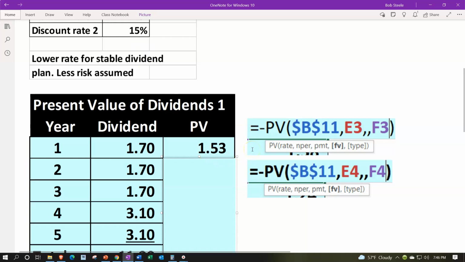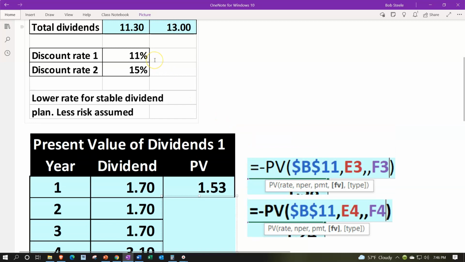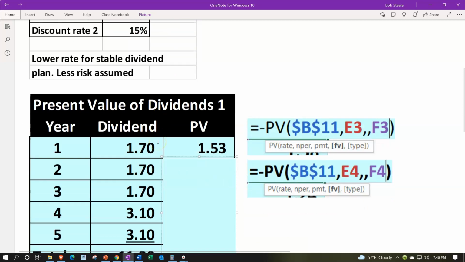So the formula is going to be equals, we have the negative present value, the rate is going to be that 11%, so we're discounting the 1.70 at 11% back one period. Then we have the number of periods, which is going to be 1. Note that for the number of periods, we used a formula in this cell instead of hard coding or typing in the number 1, and that allows us to copy it down. So if you do this in Excel, and we do have this problem in Excel, and you just want to work on Excel formatting, that will help you to copy it down.